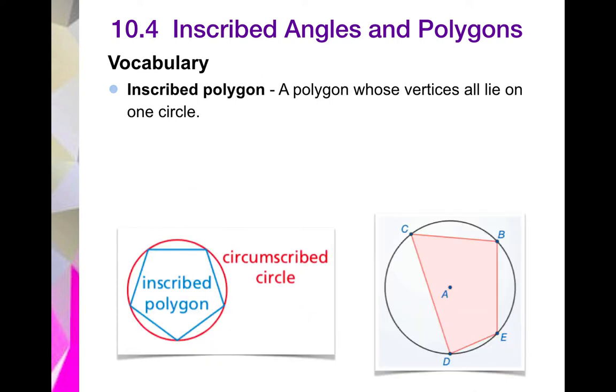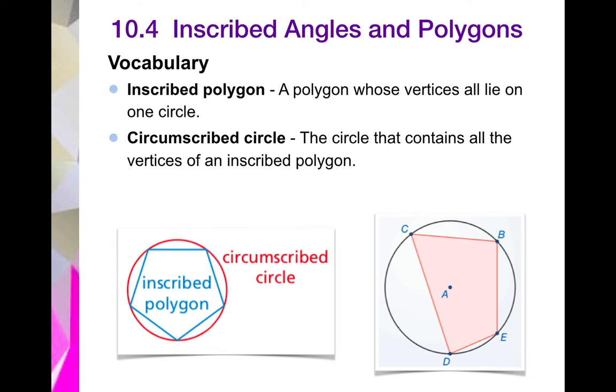Inscribed polygon. So an inscribed polygon is a polygon whose vertices all lie on the circle. So in this case I have a pentagon and all of the vertices lie on the circle. When I draw a circle around a polygon and it hits all the vertices, it's called a circumscribed circle. So here on the right hand side I have a circumscribed circle around a polygon. It hits all the vertices. And I have an inscribed polygon that's inside this circle.